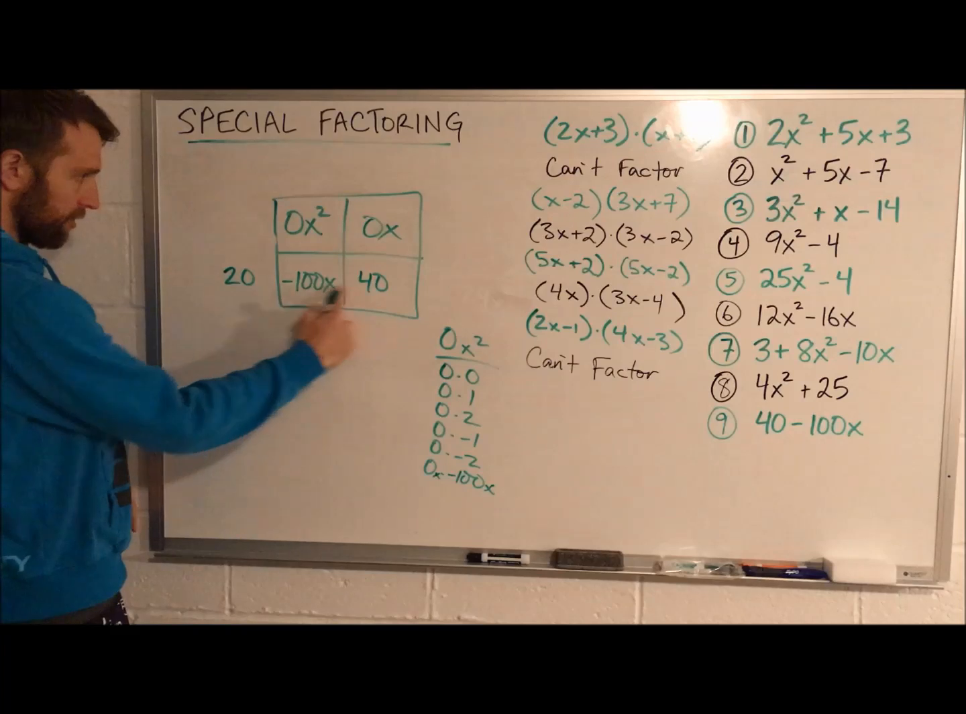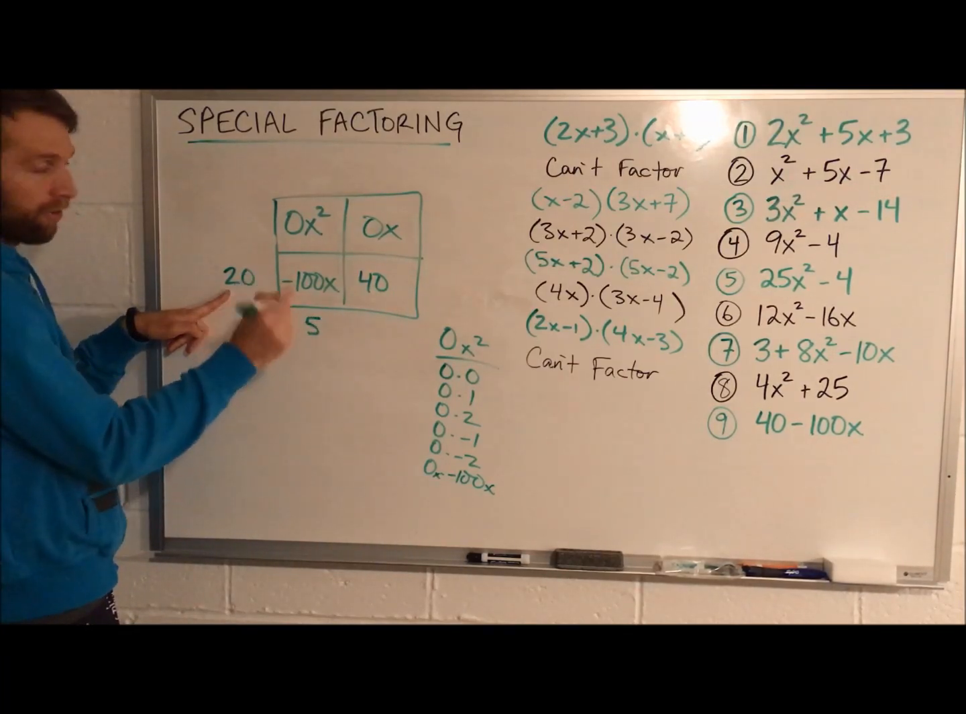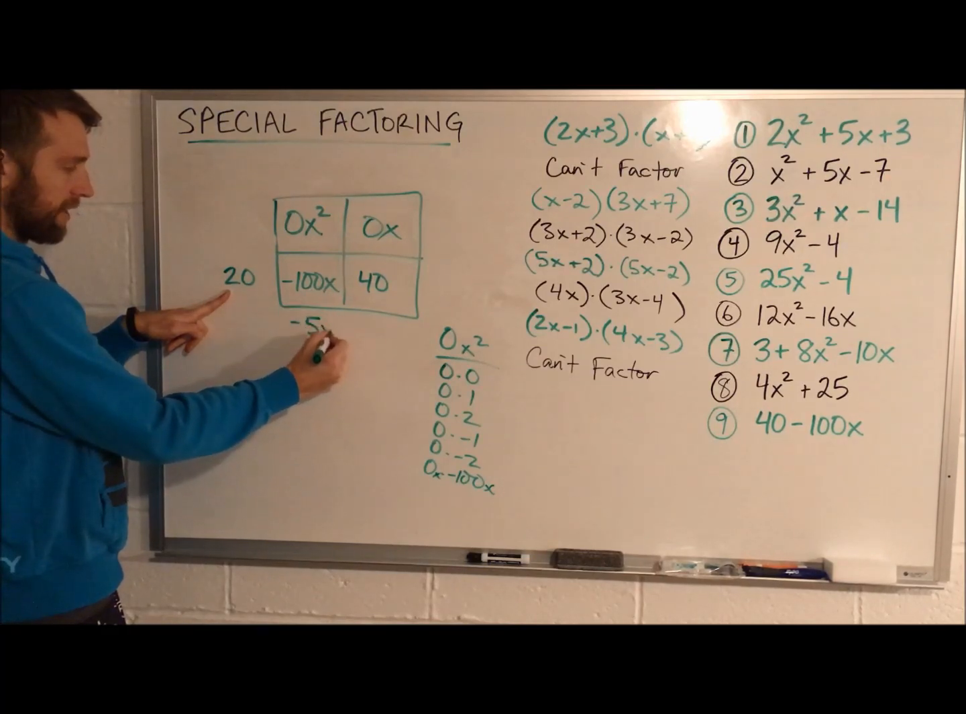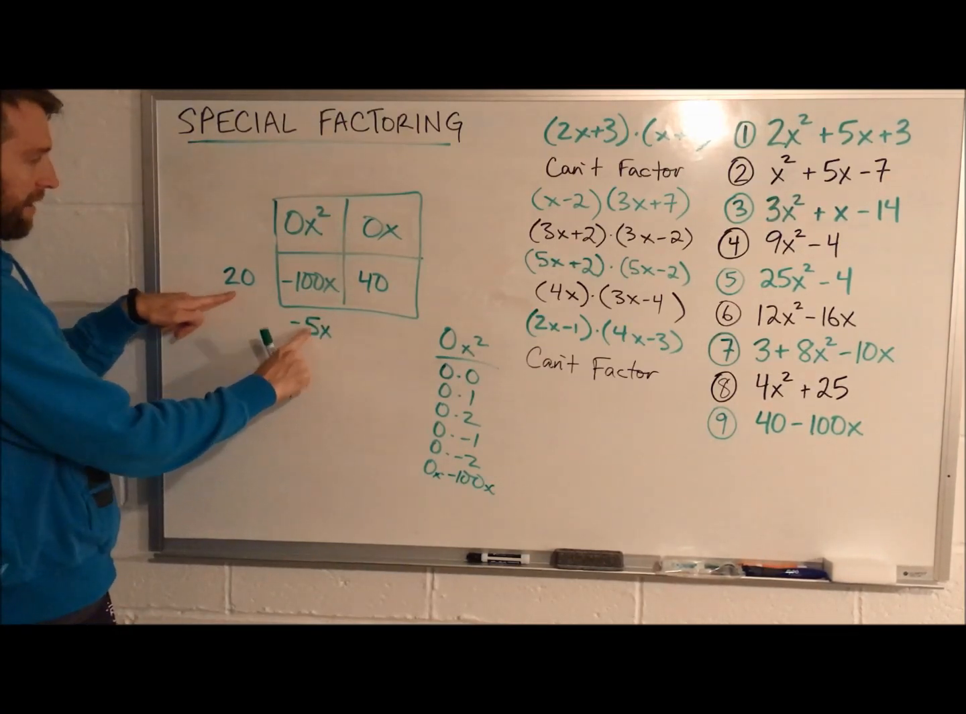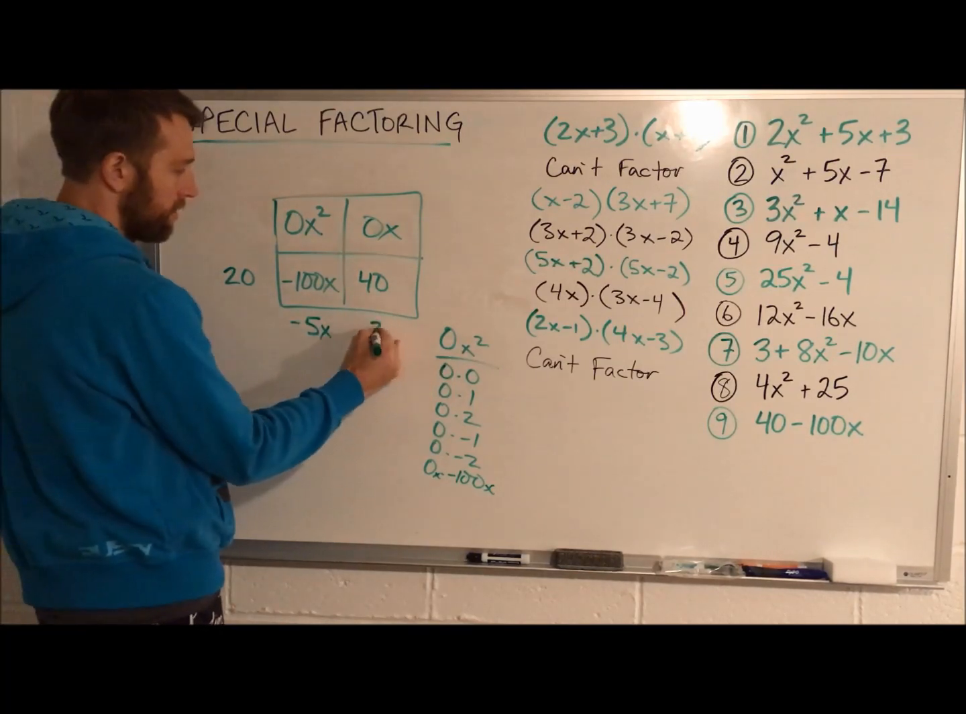20 goes into this. How many times does 20 go into 100? 5 times. Don't forget the negative, and don't forget the x. 20 times 5 is 100. You got your negative, you got your x. How many times does 20 go into 40? Boom, that's 2.